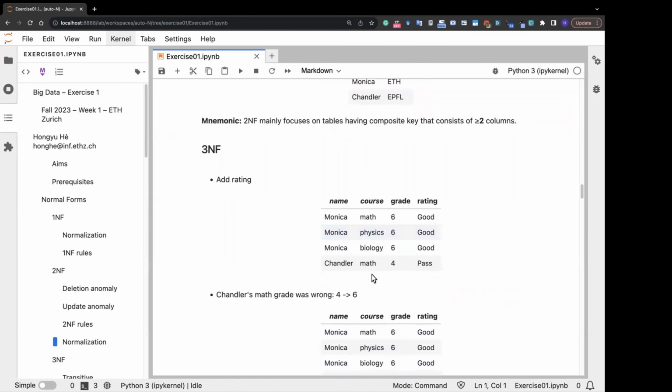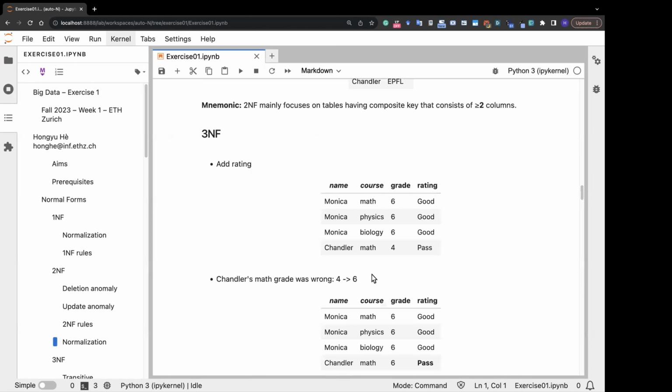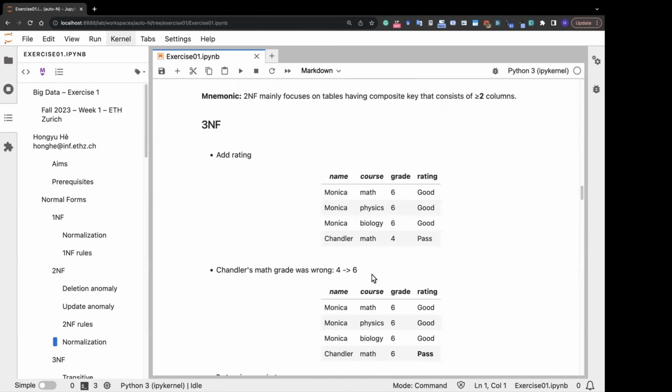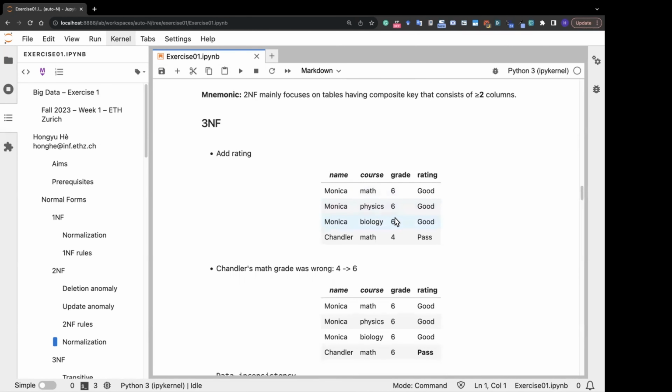Yeah. So for the third normal form, yeah, adding another contrived example. So now we have a rating. In this case, 6 is a good, right? 4 is a pass. So based on the grade, we want to give a rating to every person and the course.